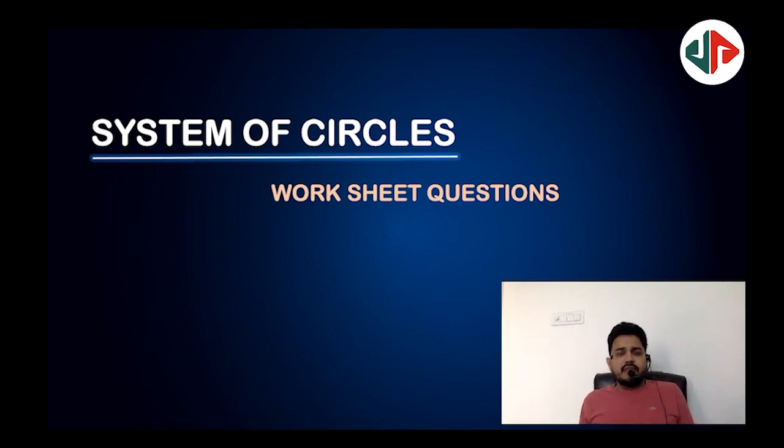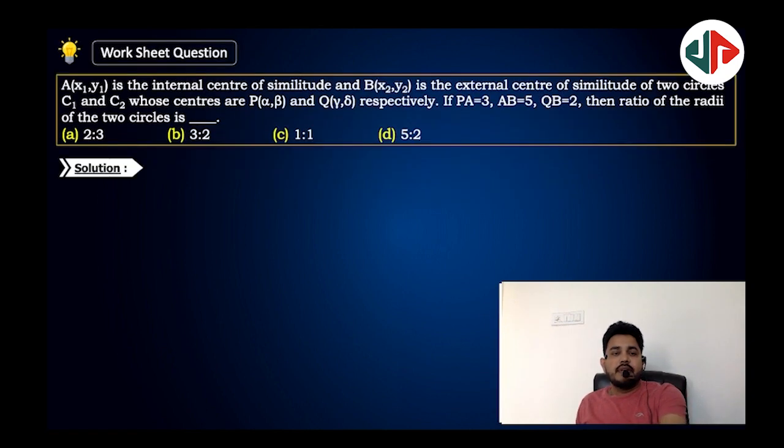Another session. We'll be discussing the questions on system of circles today. So the first question is about the external center of similitude and internal center of similitude. C1, C2 are circles with centers P and Q. PA is given, AB is given, QB is given.